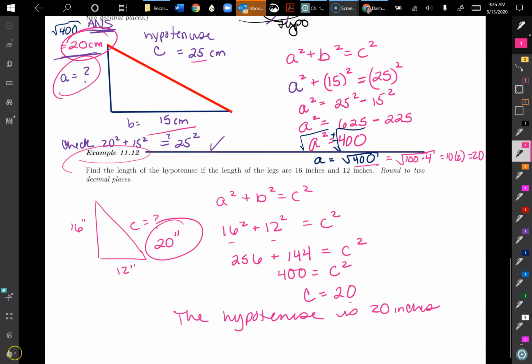And that's really it for our purposes here, just to get you familiar again with reviewing the Pythagorean Theorem, and then in Math 99, you'll be working with it in more detail.